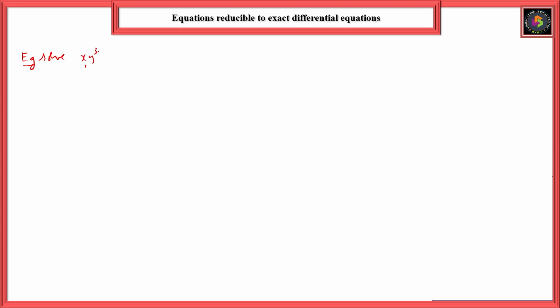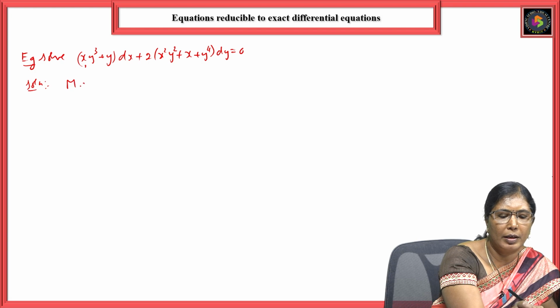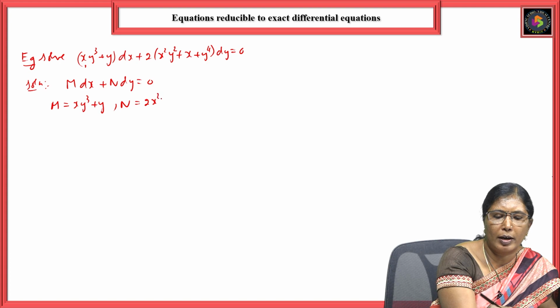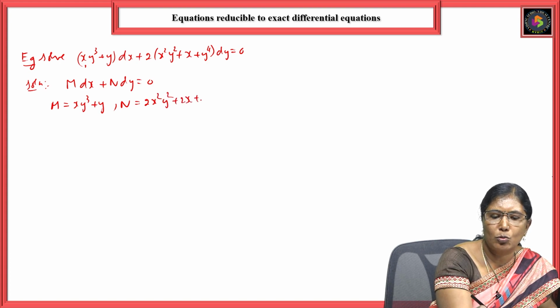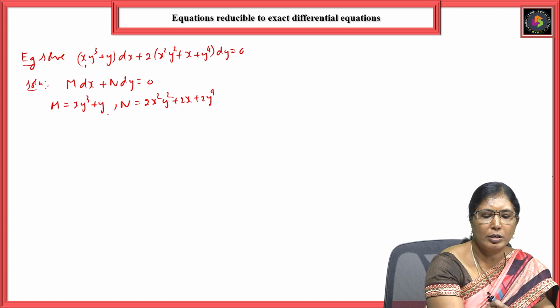Solve (x y cube plus y) dx plus (2 x square y square plus x plus y to the power of 4) dy is equal to 0. So it is of the form M dx plus N dy is equal to 0. Comparing, M is equal to x y cube plus y, the coefficient of dx, and N is equal to 2x square y square plus 2x plus 2y to the power of 4.